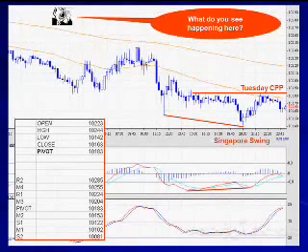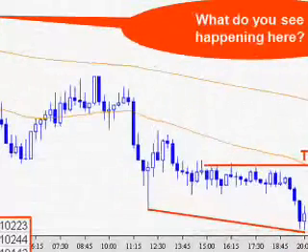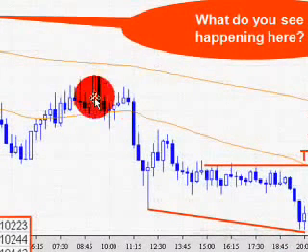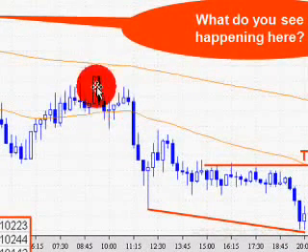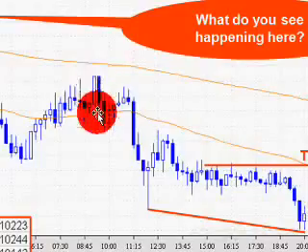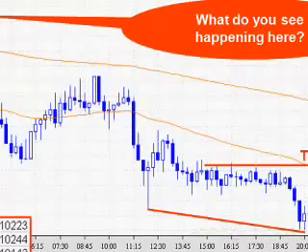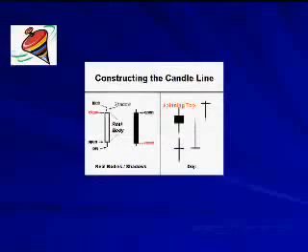This is railway tracks going the other way. Black and white railway tracks. By that I mean these two candles are about the same length, and that's exactly how I like railway tracks to look. Again, the spinning top, let's get into that right now.